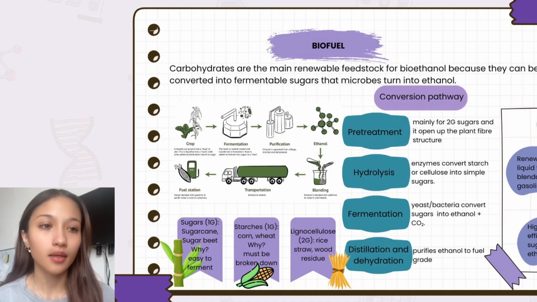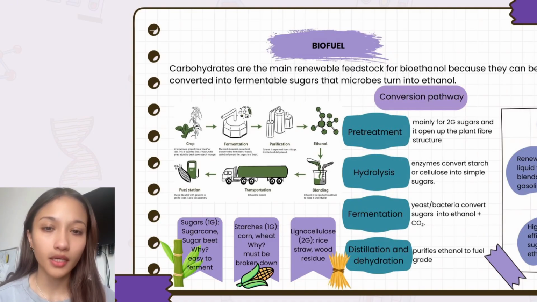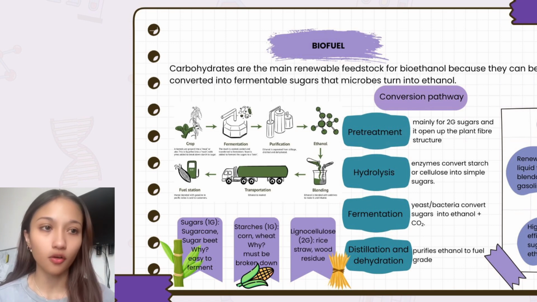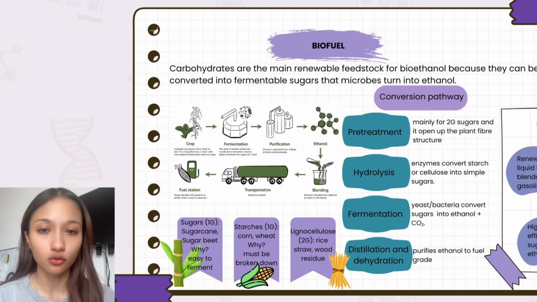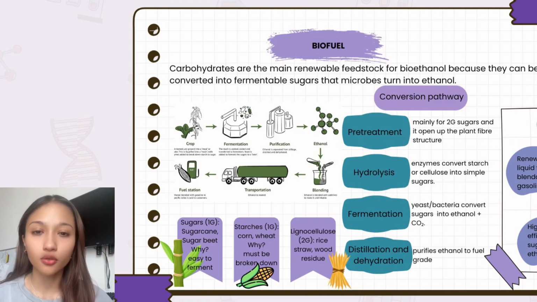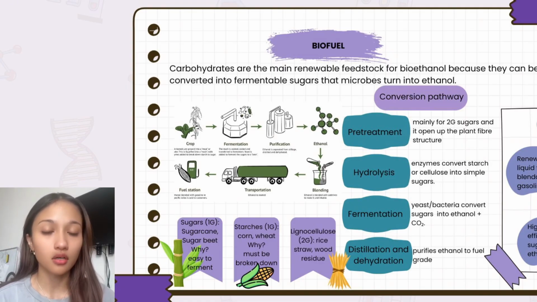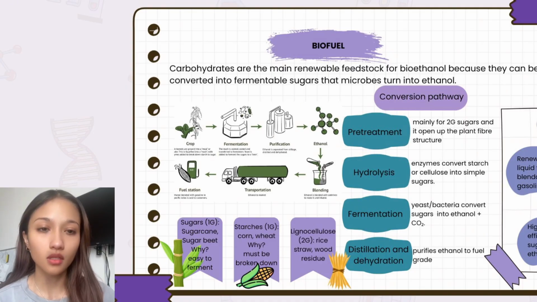Hello, my name is Kesha and I'll be explaining the environmental chemistry applications of carbohydrates. In my case, I picked biofuels. Carbohydrates are the main renewable feedstock for bioethanol because they can be converted into fermentable sugars that microbes will turn into ethanol. Before we go into the conversion pathway of how the carbohydrates turn into biofuel, we'll have to know the main sources for this process to happen.